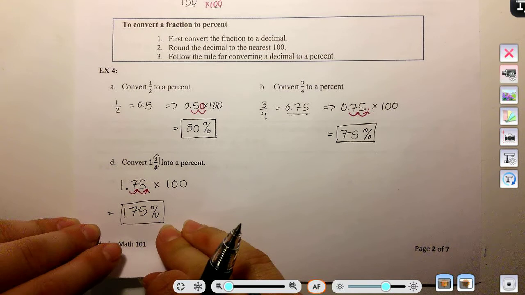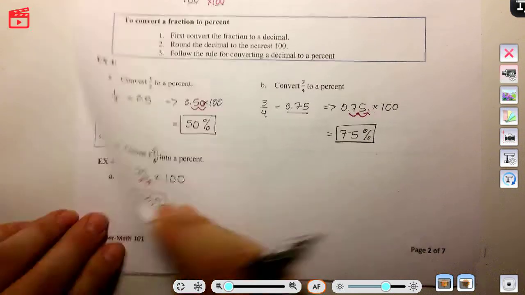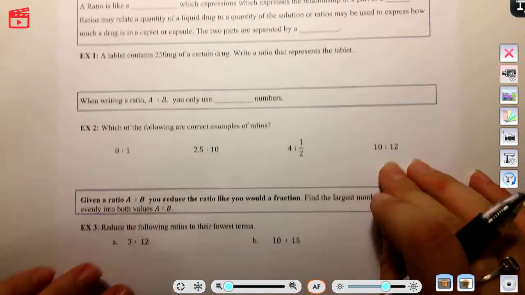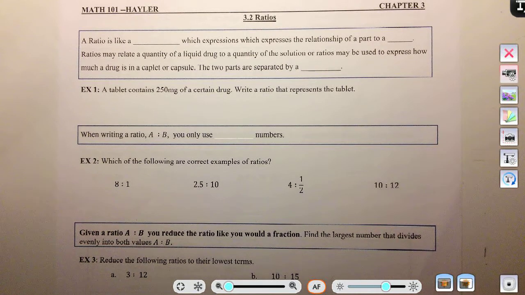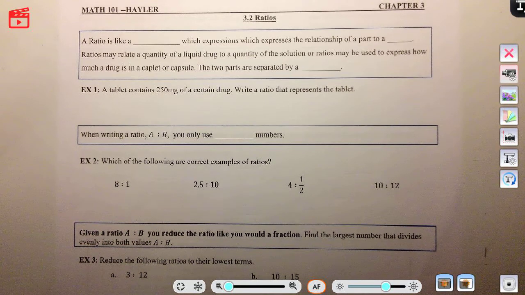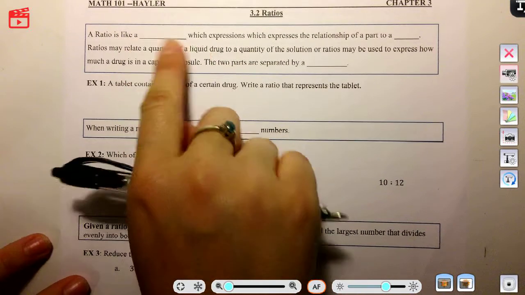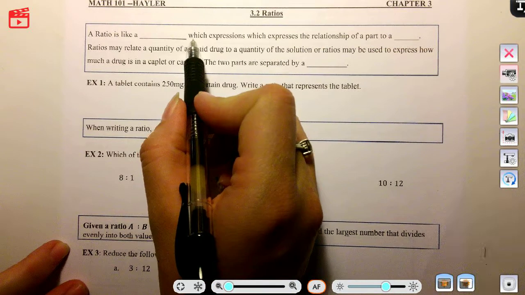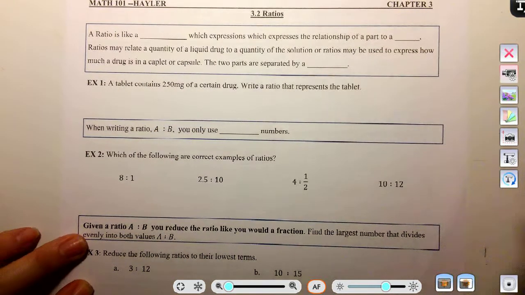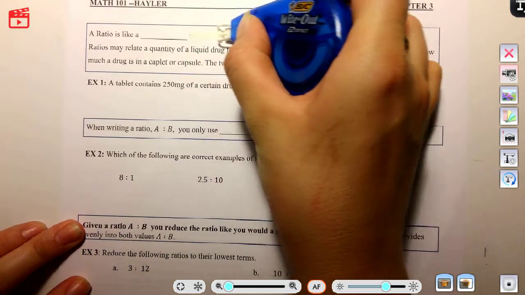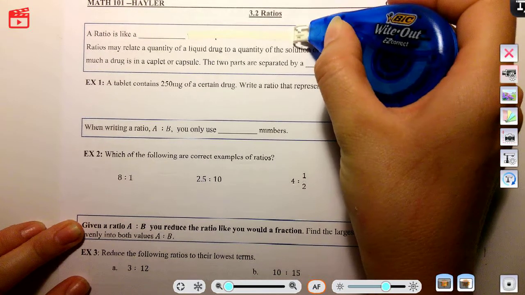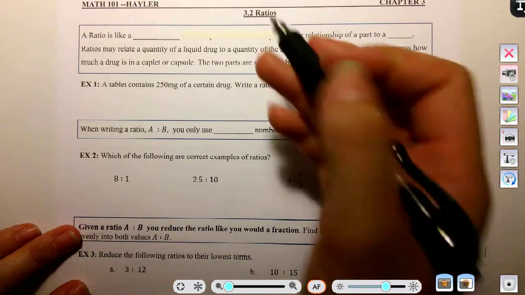Chugging along. Alrighty. Ooh, 3.2, ratios. Sorry, once again, there is a typo on my notes. For some reason, I have duplicated some words, so that should not be there. I'll tell you in a second.